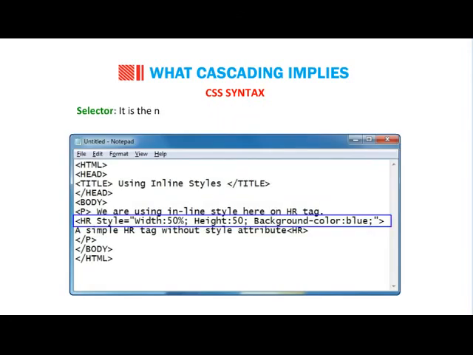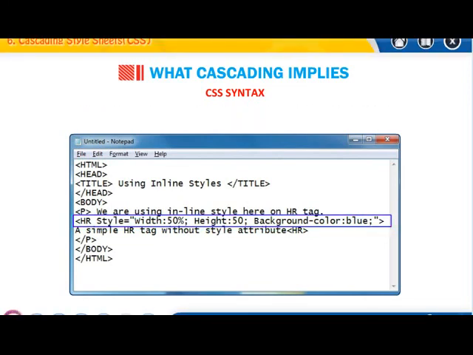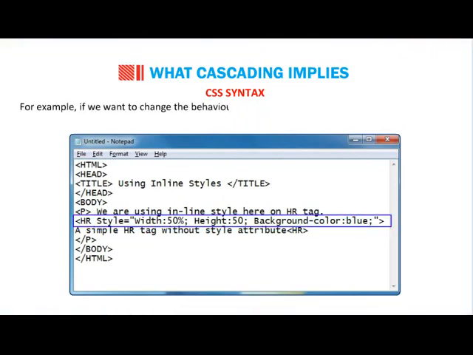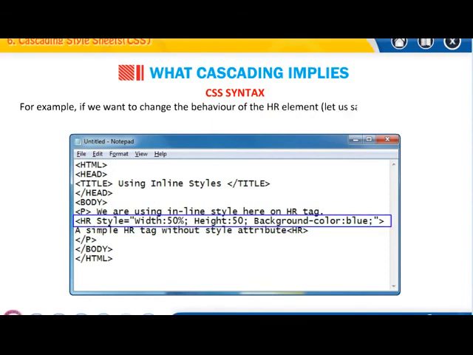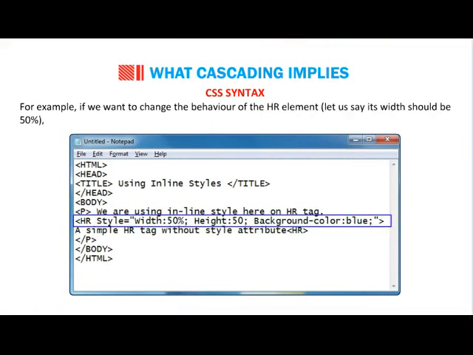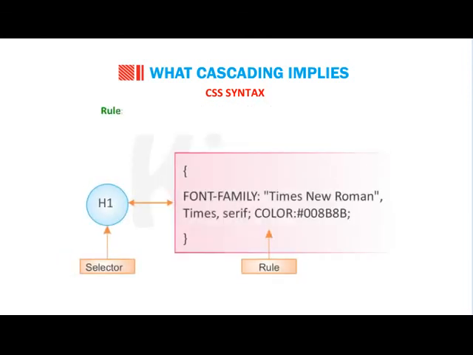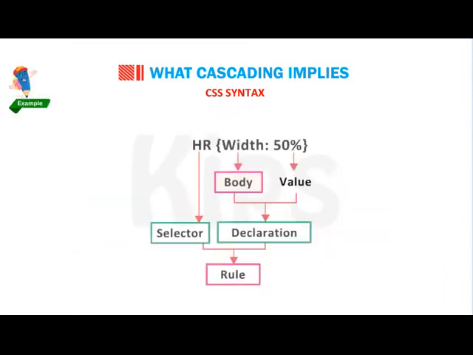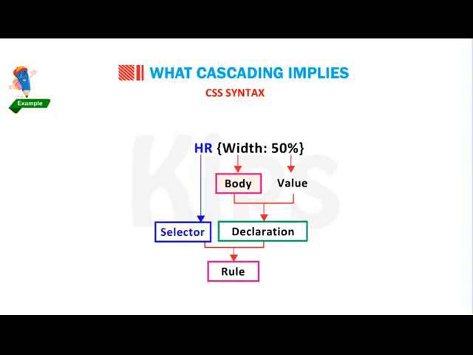Selector. It is the name of the HTML element to which a style is applied. For example, if we want to change the behavior of the HR element, let us say its width should be 50%, then we would use HR as the selector. Rule. A rule is a combination of a selector and declaration. It is enclosed in curly brackets. For example, HR is the selector, width: 50% is the declaration, and the whole is the rule.